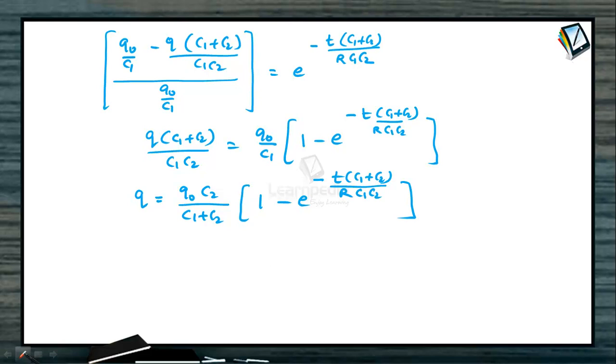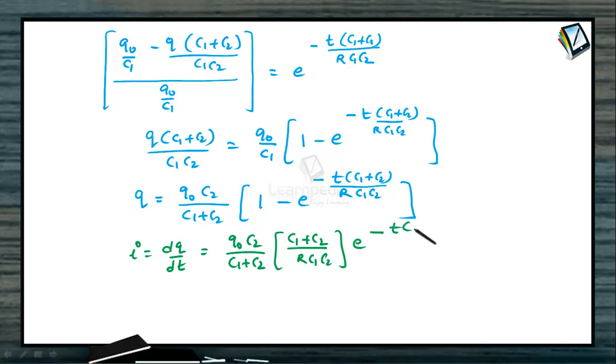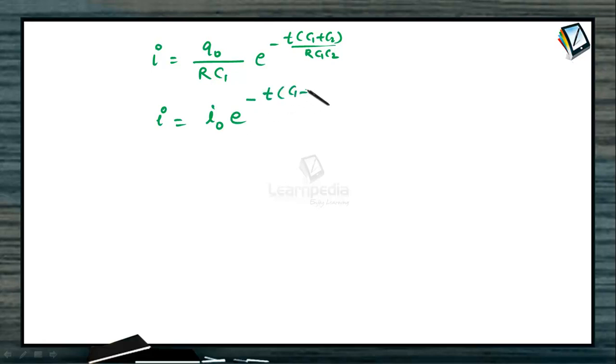Now since we require the current, I is equal to dq by dt. So Q naught C2 divided by (C1 plus C2) into (C1 plus C2) divided by R C1 C2 times e to the power minus T (C1 plus C2) divided by R C1 C2, which gives us I is equal to Q naught by R C1 e to the power minus T (C1 plus C2) divided by R C1 C2, or I is equal to I naught e to the power minus T (C1 plus C2) divided by R C1 C2, where I naught is equal to Q naught by R C1.